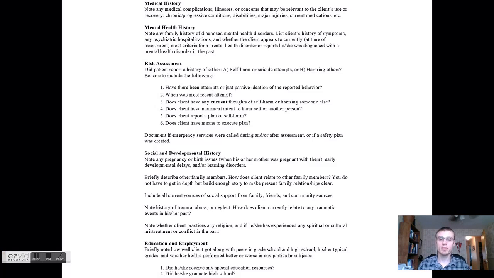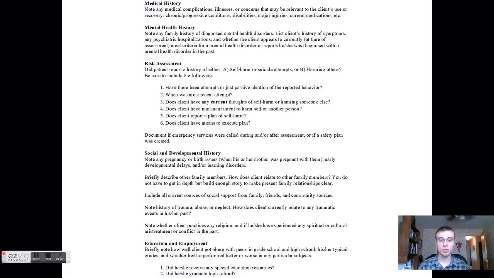Briefly describe other family members. How does the client relate to other family members? You don't have to get in-depth, but build in enough history here to give us a sense of this person and how they relate to their family. Include all current sources of social support, as well as family, friends, and community sources, any kind of strengths or resources they have out there.